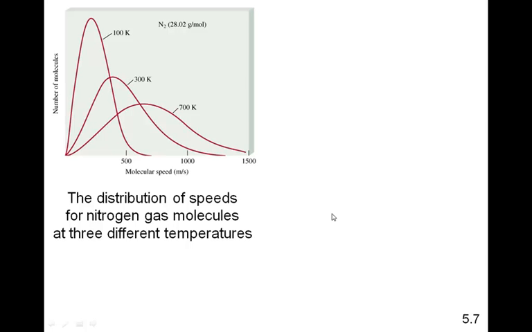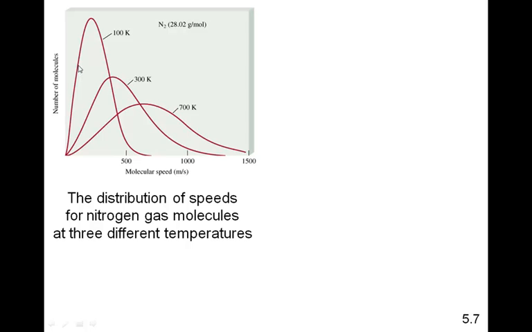So we're going to take that distribution that you just saw on the wheel and we're going to put it into a graph form. Now this is nitrogen gas, and this is a distribution of speeds for nitrogen gas molecules at 3 different temperatures. We have it at 100 Kelvin, 300 Kelvin, and 700 Kelvin. This distribution is at 100 Kelvin. We can see that most of the molecules have a speed that's right around here, maybe about 250 meters per second.